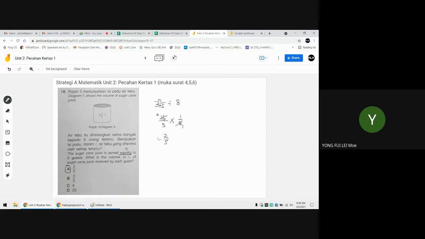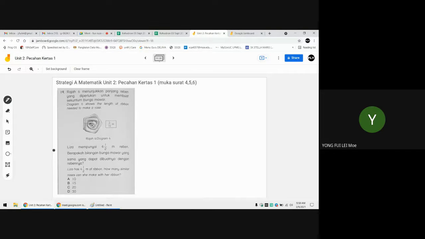Okay, next, 19. Lisa has 4 1/2 meter of ribbon. How many similar roses can she make with her ribbons? Okay, so this one you have to do what? Division, okay? Divide. 4 1/2 divided by this, so you can get the exact amount. So 4 1/2 divided by 3/10.